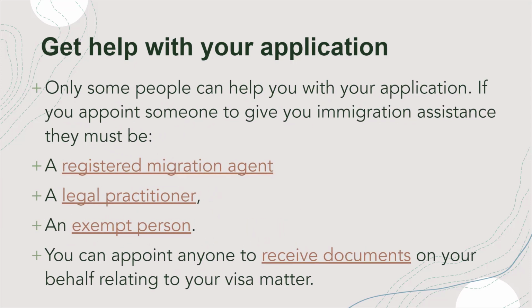Only some people can help you with your application. If you appoint someone to give you immigration assistance, they must be a registered migration agent, a legal practitioner, or an exempt person. You can appoint anyone to receive documents on your behalf relating to your visa matter.